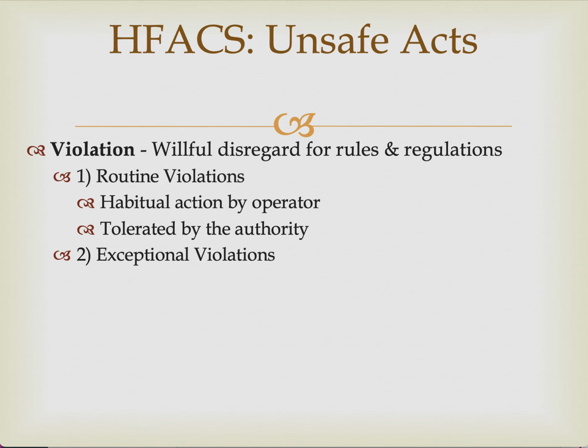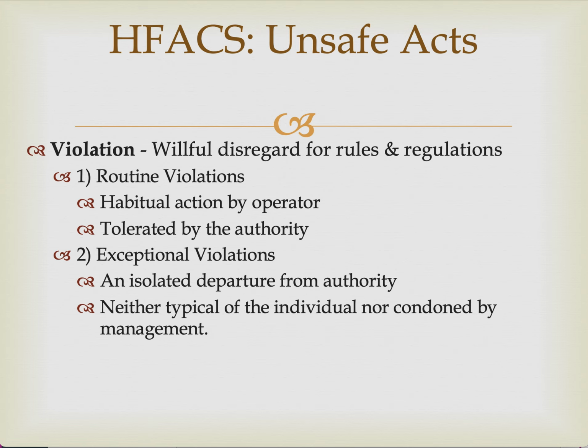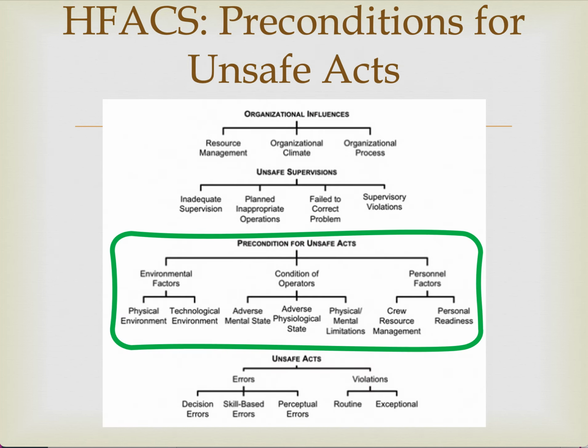The exceptional violation would be doing 30 over the speed limit, and that is an isolated departure from authority, and it's not condoned by management. The cops won't let you get away with that, right? So those are two driving examples of what we're talking about there with violations. That's pretty straightforward. It's also kind of the smallest one of them all.